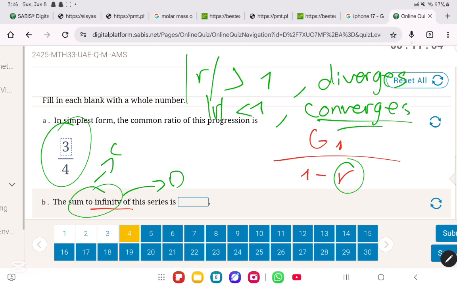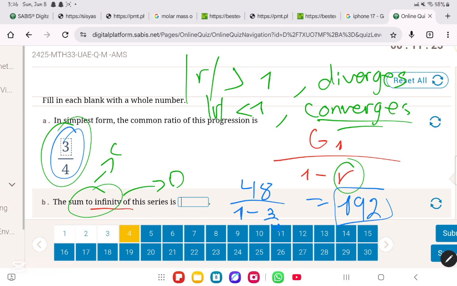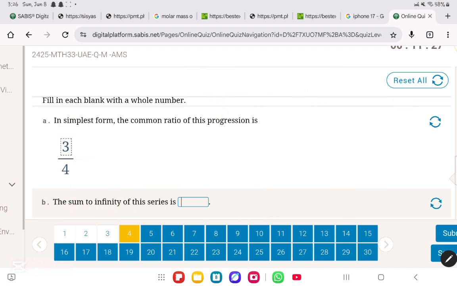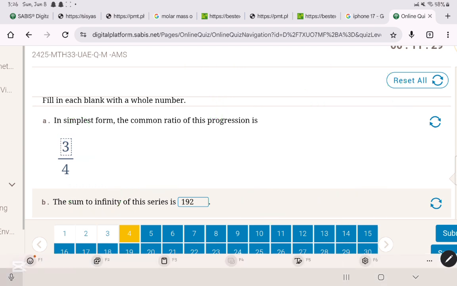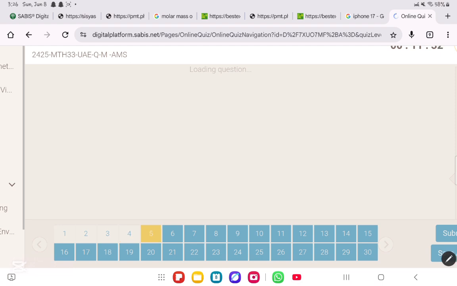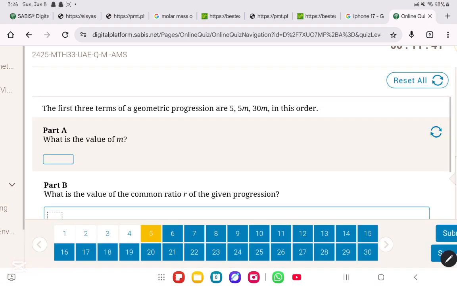If it's converging, that means it's going to give us a number bigger than the first term. So the first term, which was 48 for us, you're going to divide by 1 minus the ratio, which is 3 over 4. Put it on your calculator. 48 over 1 minus 3 over 4, you're going to get an answer of 192. So the sum to infinity of this series is 192, very simply. Okay, we move on to question number 5.